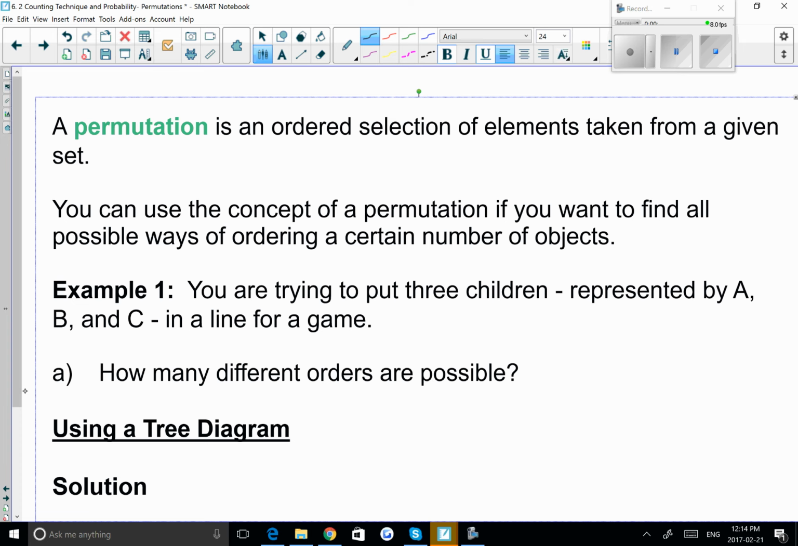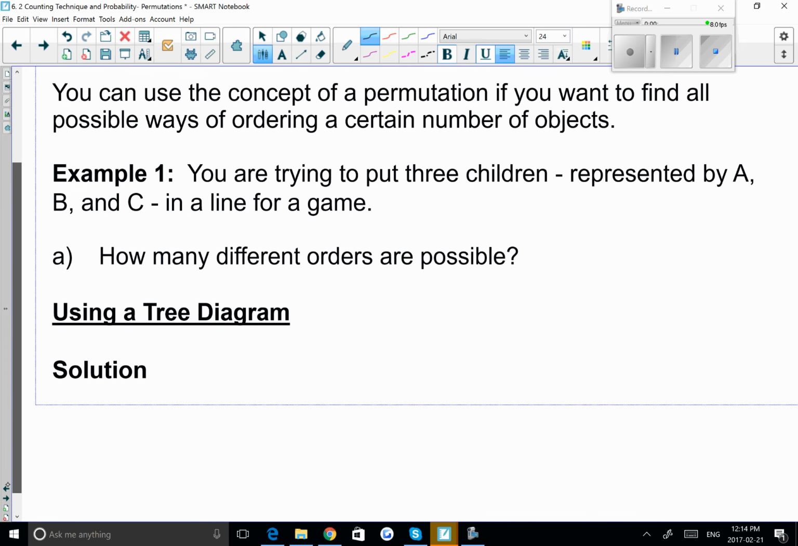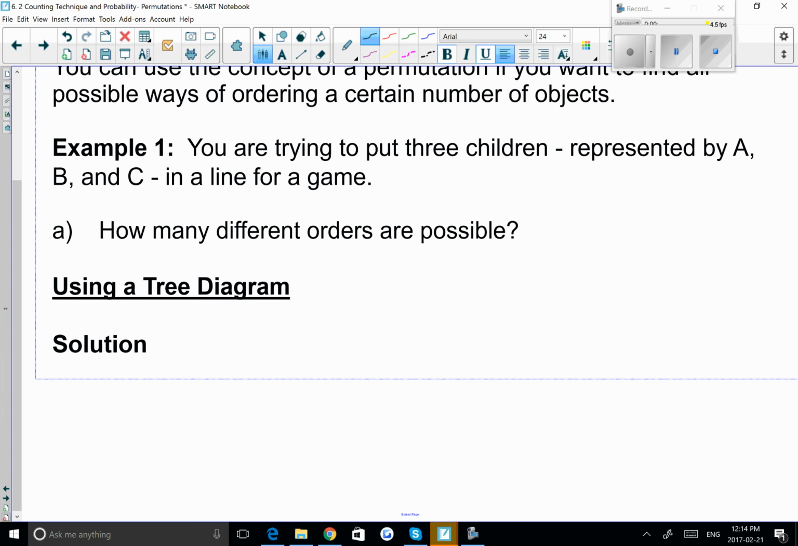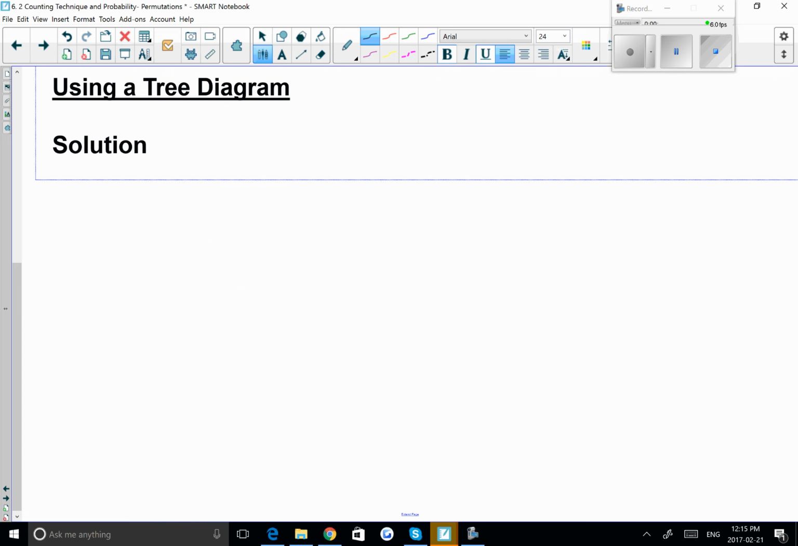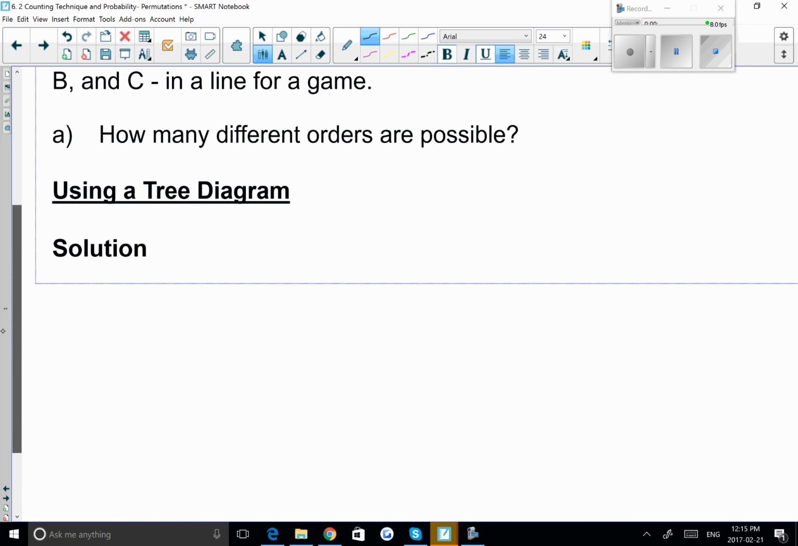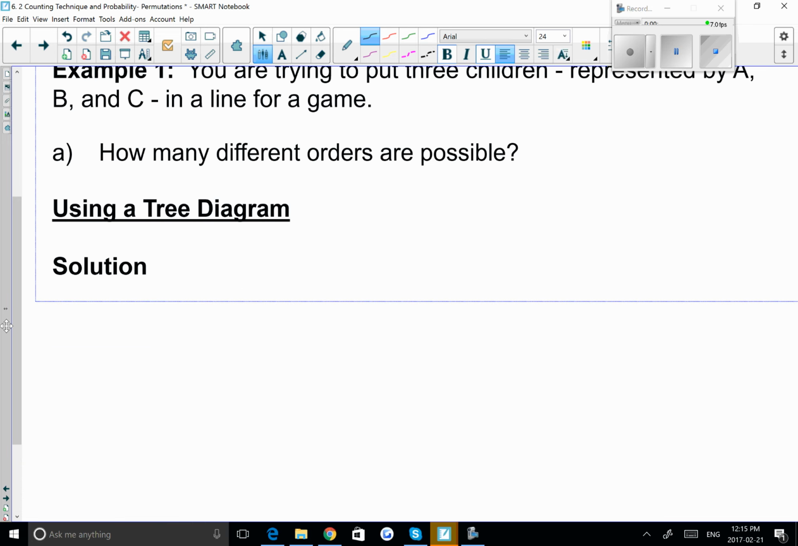So we're going to use what we learned previously to figure out the number of possibilities, which is a tree diagram. So I'm going to draw a tree diagram to show all the different possibilities for how I can line up 3 kids for a game. So let's draw the tree diagram.